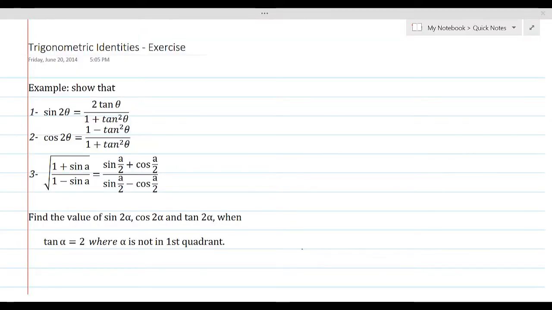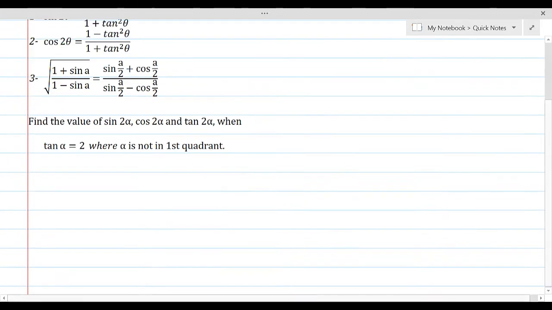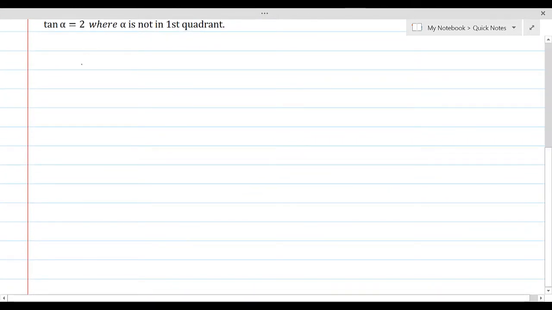In this lesson, we will apply trigonometric identities to solve the following problems. Let's get started with the first one. In the first problem, we are required to prove that sine 2 theta is equal to 2 tan theta over 1 plus tan square theta.